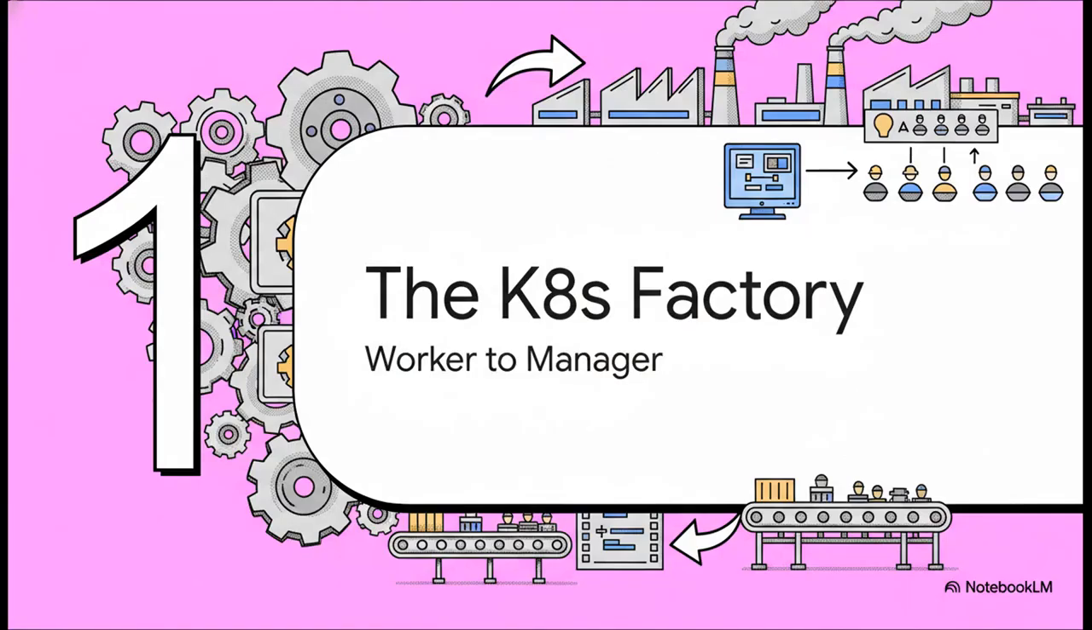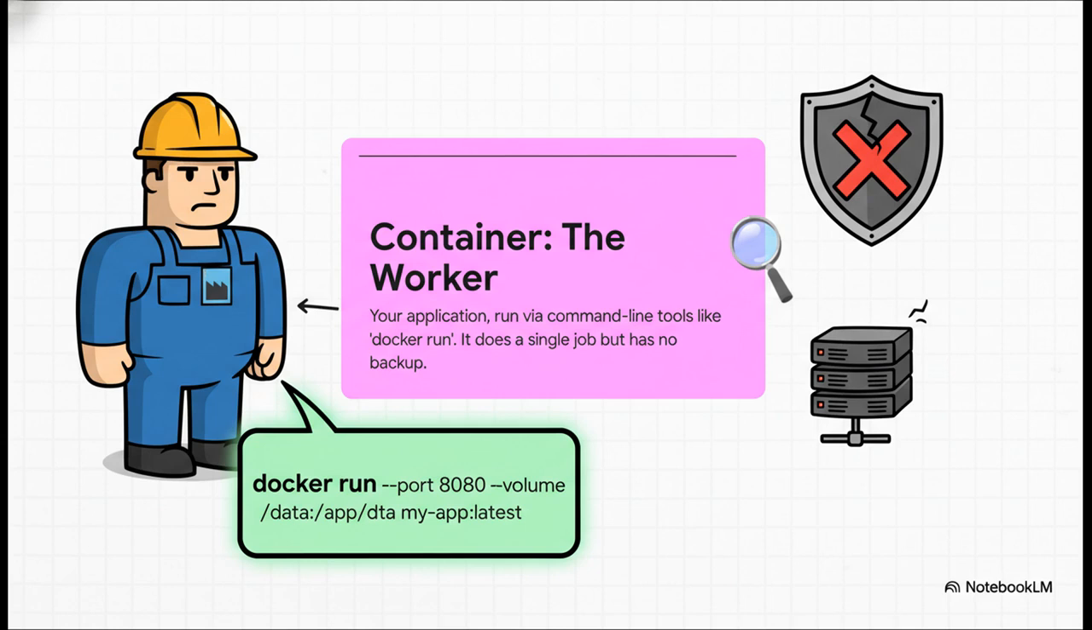To really get this, let's use an analogy. I want you to think of Kubernetes as a fully automated factory floor. This little metaphor is going to make it crystal clear how all the different layers work together to keep your app running perfectly. Okay, so at the most basic level, we have the container. This is our factory worker. It's your app, all packaged up.